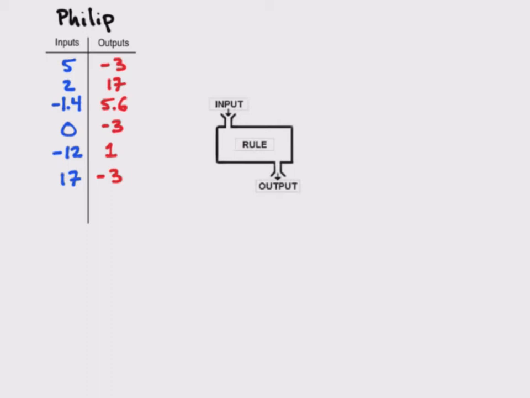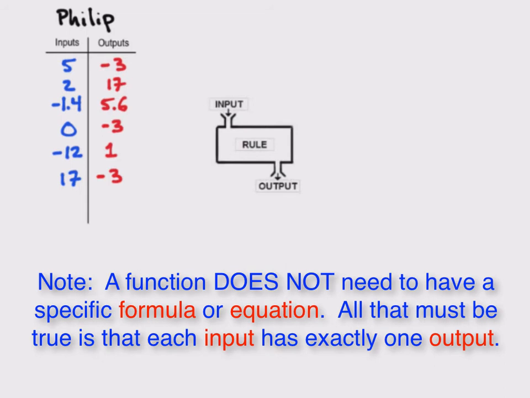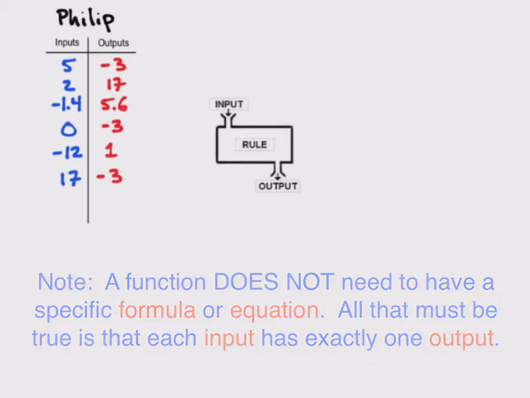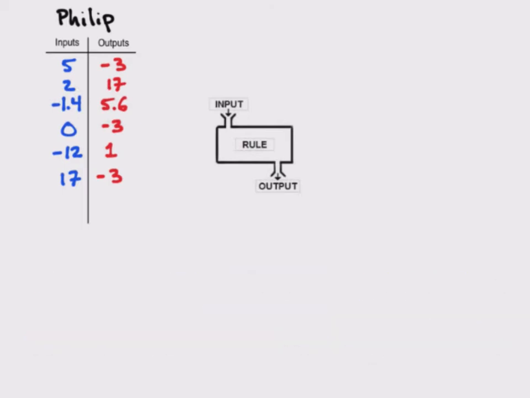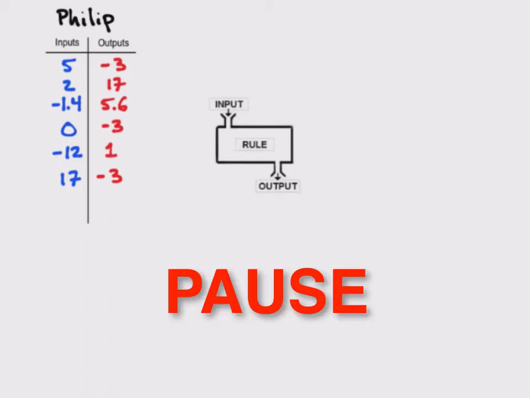And this is a really important note: a function doesn't need to have a specific formula or equation for each of its input-output pairs. For instance, the rule for this function is that 5 is mapped to -3, and 2 is mapped to 17, and -1.4 is mapped to 5.6, etc., etc. Now, why don't you take a second to try to draw a mapping diagram for this function on your own? So why don't you pause the video now, try to draw a mapping diagram, and when you're done, play it, and we'll reconvene.